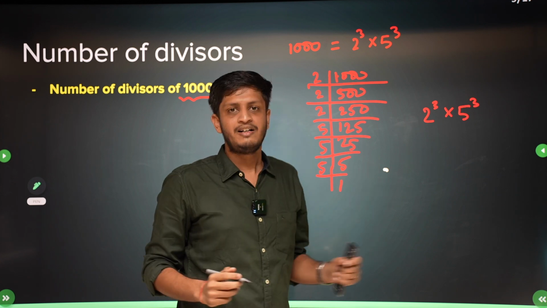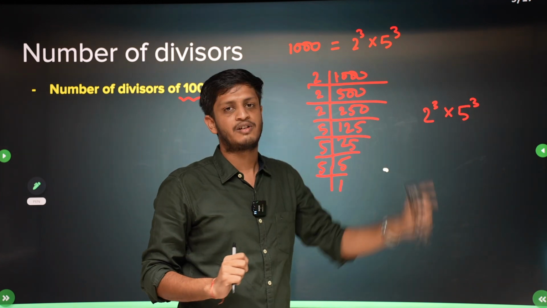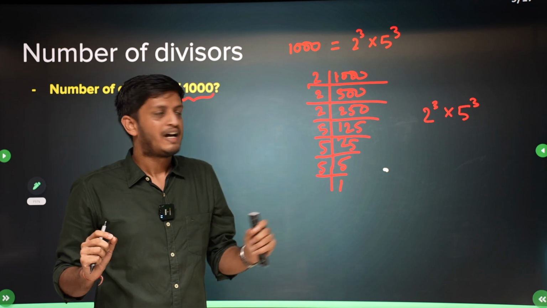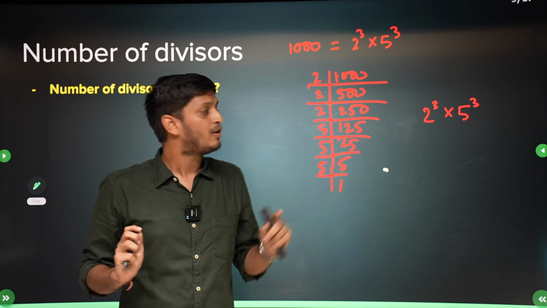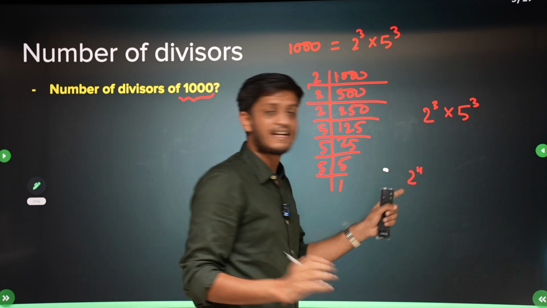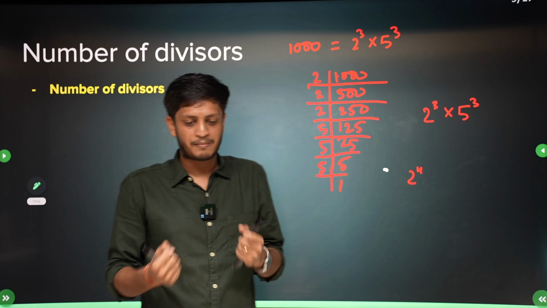Can 7 divide it? 7 cannot divide it. Why? Because 7 is not in the prime factors of 1000. The only numbers which can divide 1000 must have these prime factors, 2 and 5 only. And also you cannot have four 2's, 2 to the power 4. This cannot divide 1000 because you only have three 2's in 1000. So this is the capability of the number.